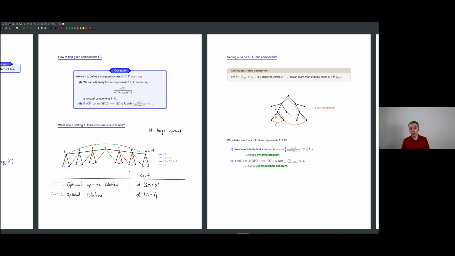And that's true for each one of the vertices. That's why I call the component too thin. So, by the way, if you go back to that example, you see that the optimal solution is actually also too thin, because you have the vertices up here.